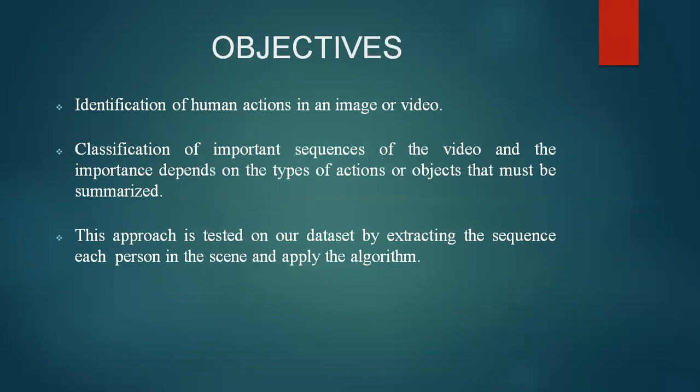Now I will explain the objectives of this project. First one is identification of human actions like running, walking, etc. in an image or video. The second one is to classify the important sequence of the video, and the importance depends on the types of actions or objects that must be summarized, whether it is hand waving, clapping, etc. The third one is that this approach is tested on our data set by extracting the particular sequence of each person in the video and applying the algorithm.